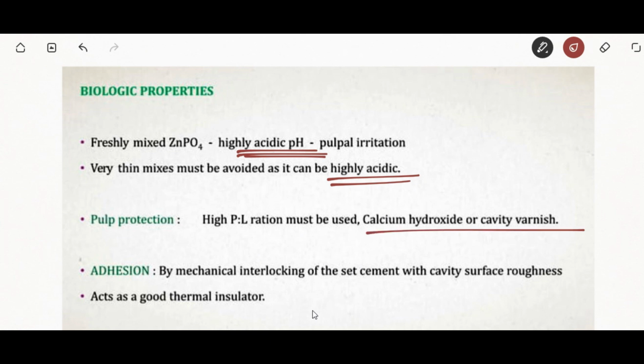Pulp protection should be given as it is acidic, so a higher powder liquid ratio must be used, or we can use calcium hydroxide or a cavity varnish. Adhesion is by mechanical interlocking of the set cement with the cavity surface roughness. That will act as a good insulator.